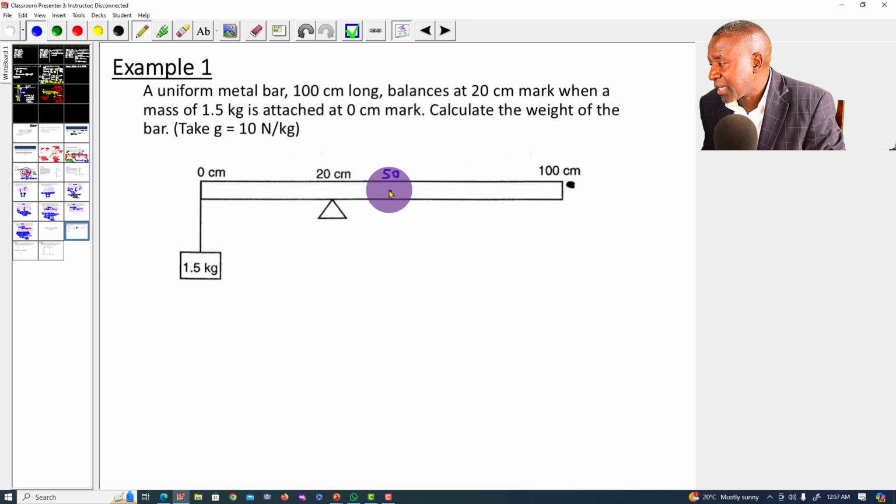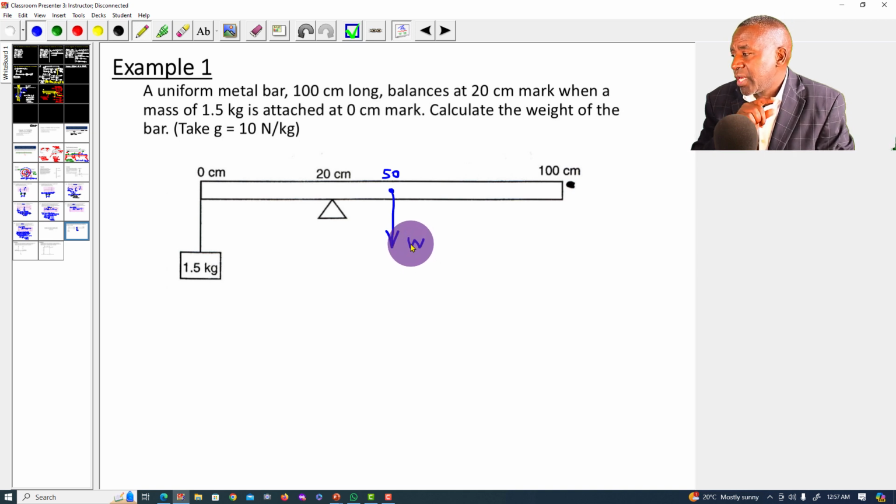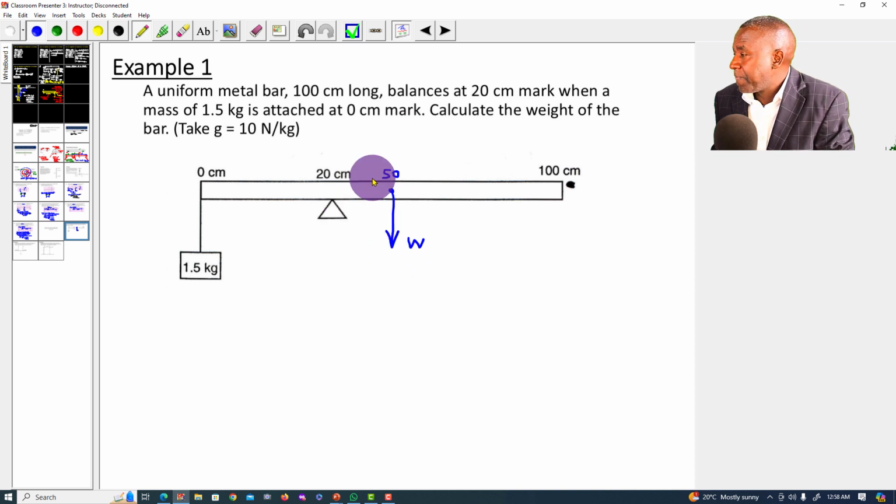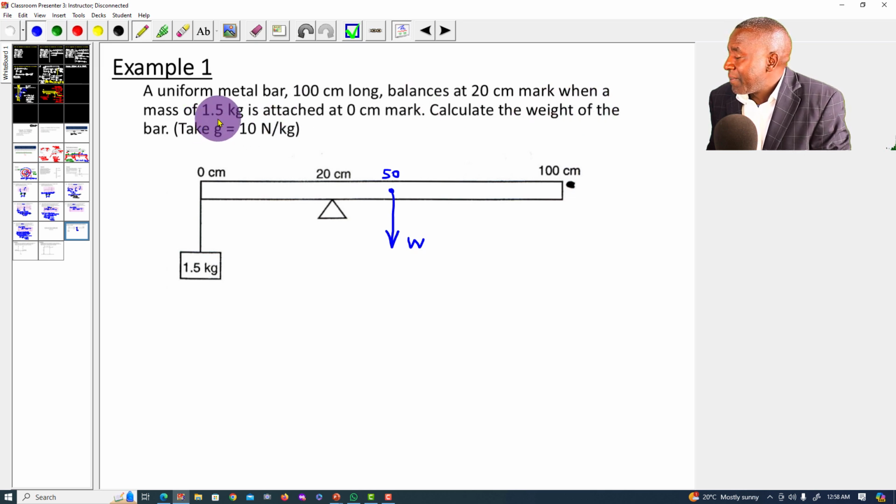The 50 centimeter mark, that is where the center of gravity is found, and that is where the weight of the object is. Remember, in the previous questions, we had always supported that object at its COG, so that we neglect the weight of the object. Not actually neglect, so that the moment due to the weight of the object becomes 0. But this time you can see that the pivot is not at its COG. A mass of 1.5 kilograms is attached at the 0 centimeter mark here. Calculate the weight of the bar.